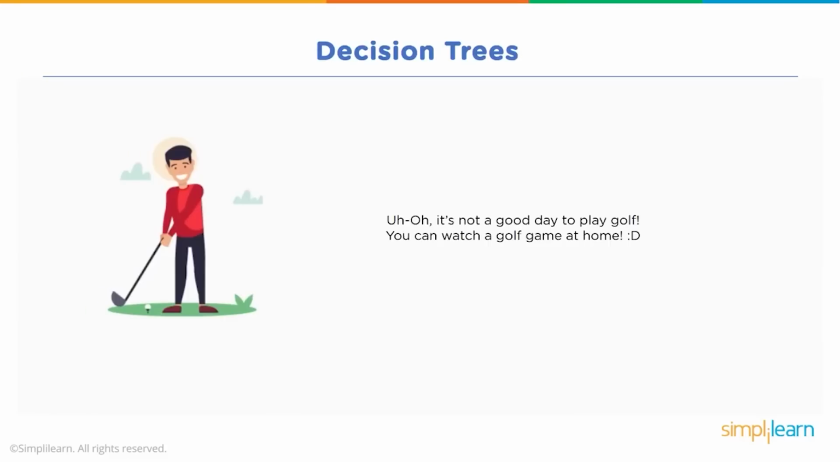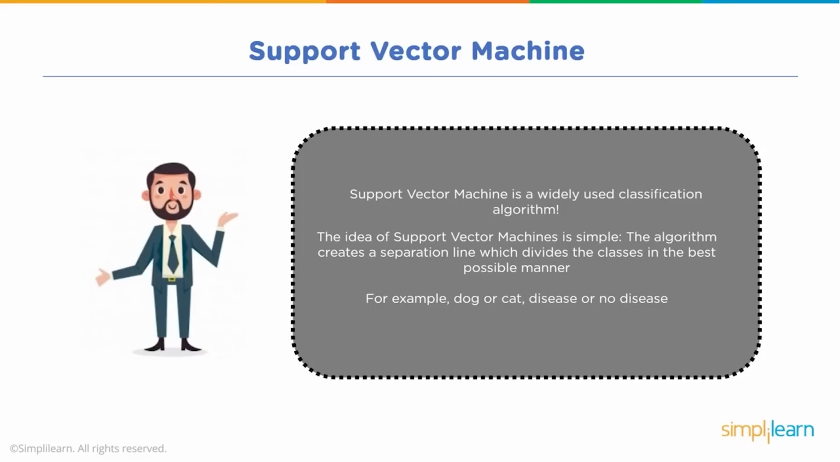Now that we looked at our decision tree, let's look at the third one of our algorithms we're investigating. Support vector machine. Support vector machine is a widely used classification algorithm. The idea of support vector machine is simple. The algorithm creates a separation line which divides the classes in the best possible manner. For example, dog or cat, disease or no disease.